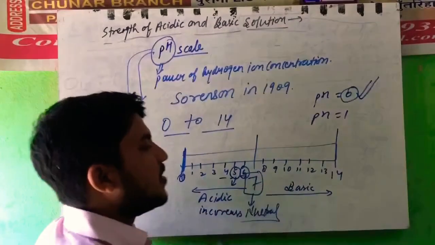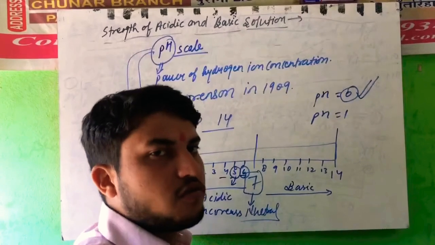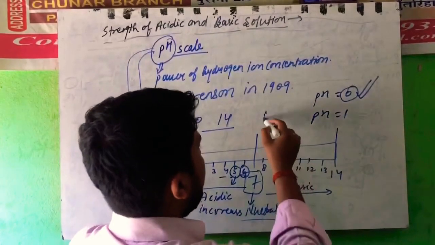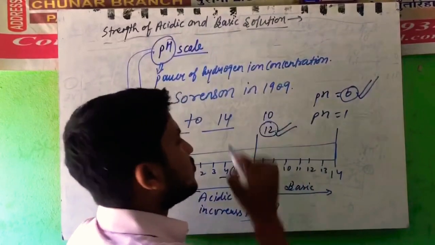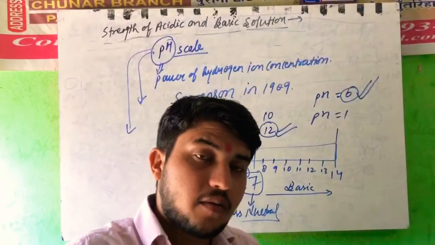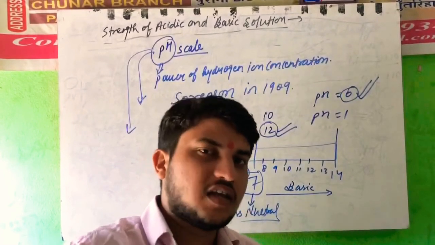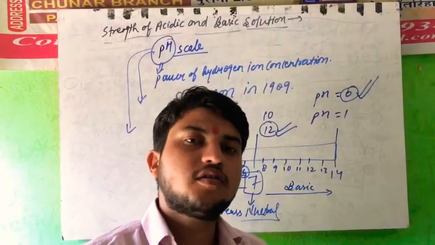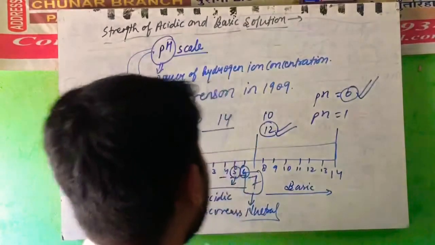But for basic solutions it is the opposite. When the number is greater, the basicity of the solution will be greater. Suppose you have two solutions, one of pH 10 and one of pH 12. Which is more basic? 12 is more basic. In acidic solutions, if the number is less, then it is more acidic. 0 is more acidic than 1, and 2 is more acidic than 3. But for basic, the greater the number, the greater the basicity.